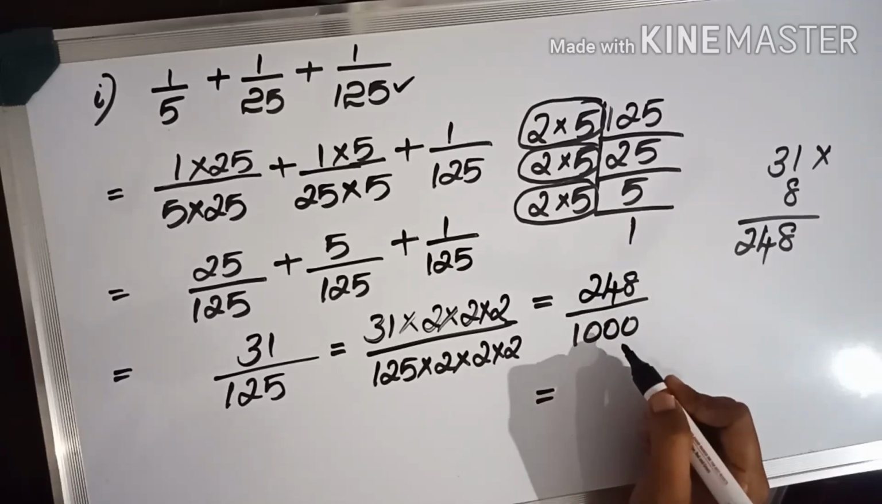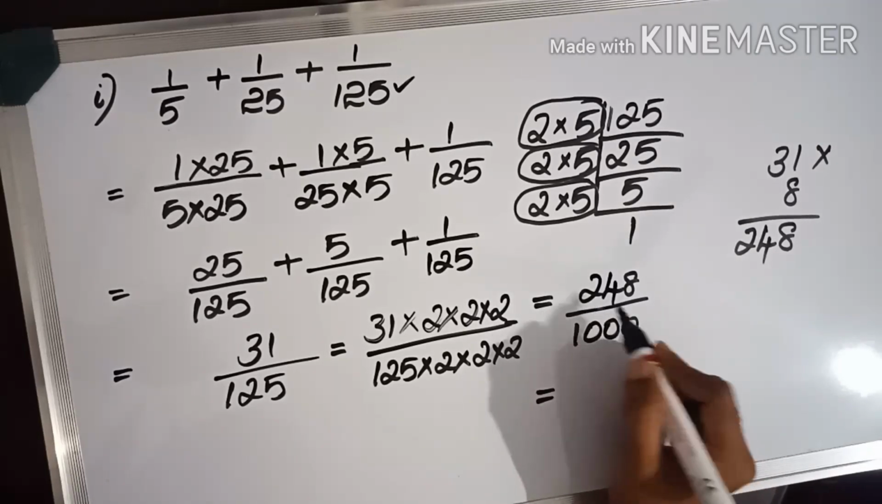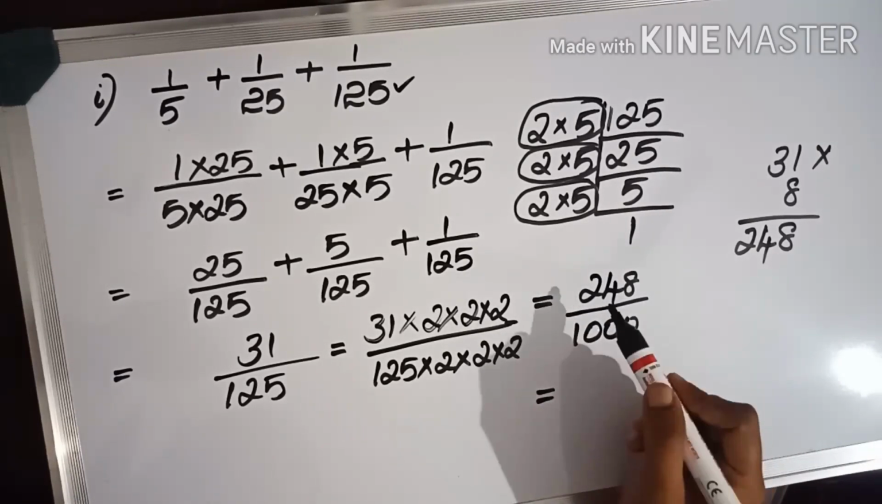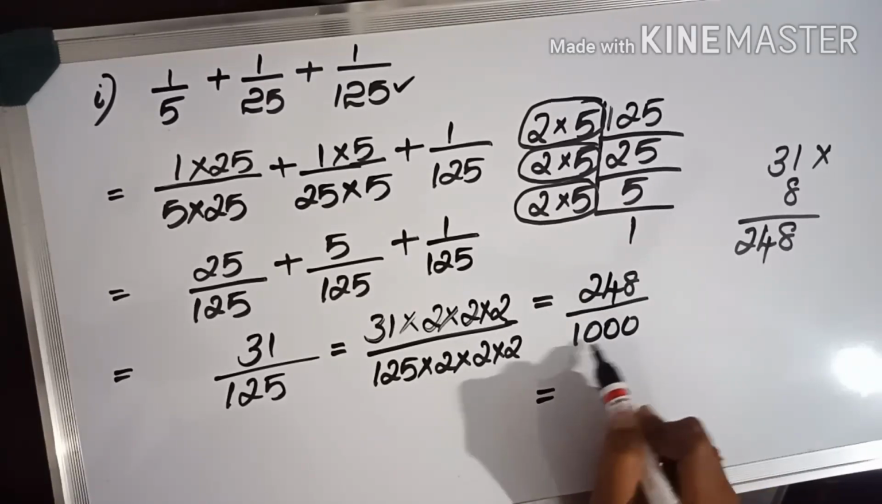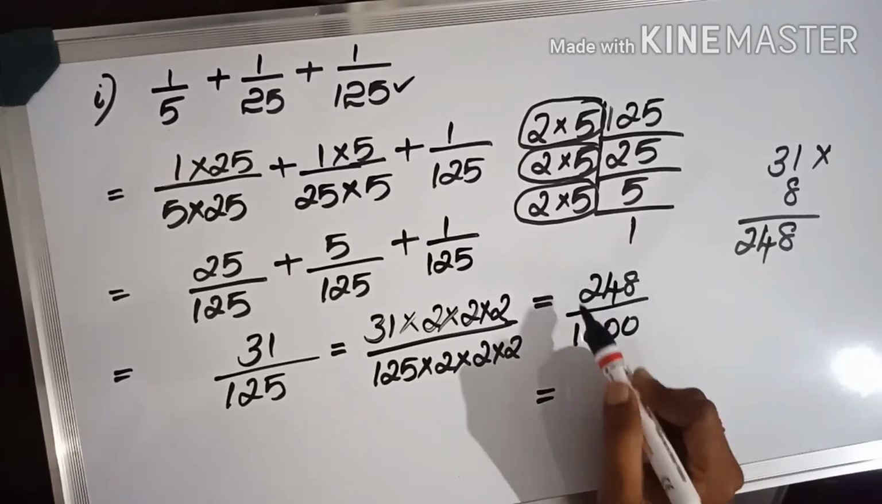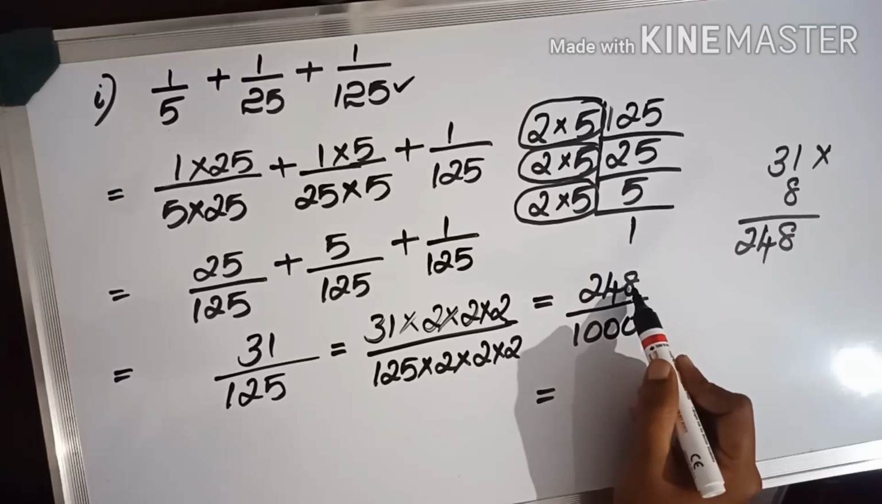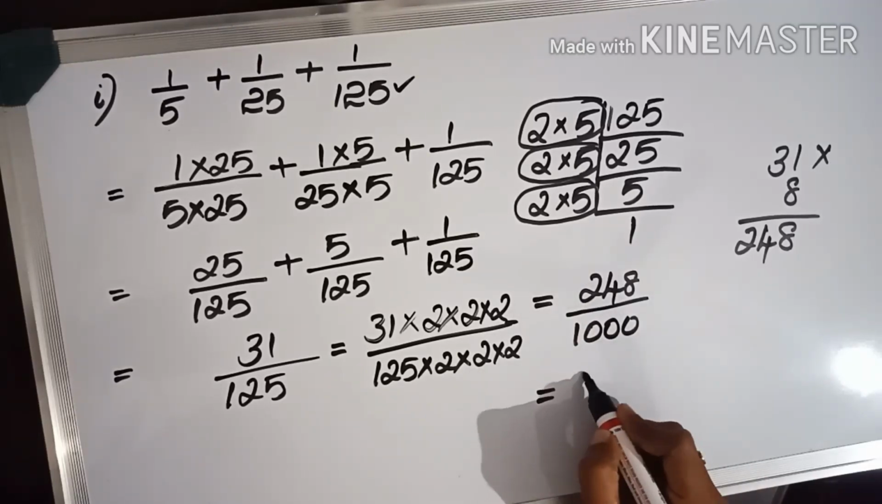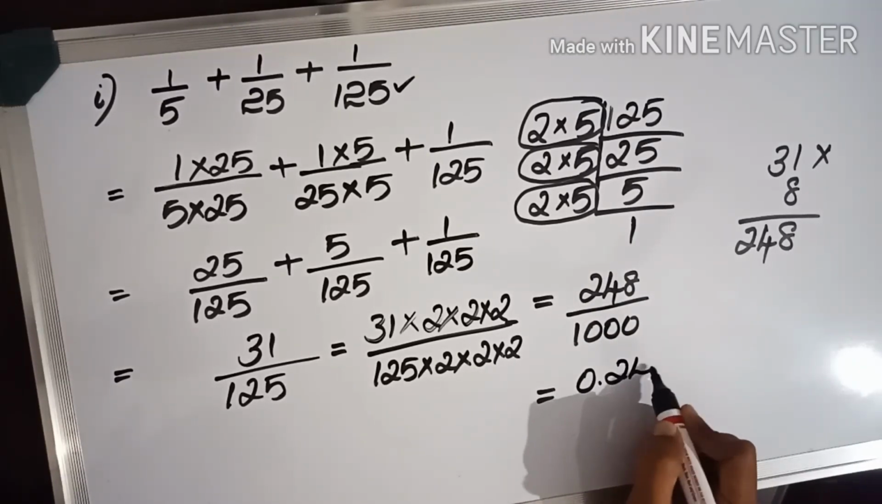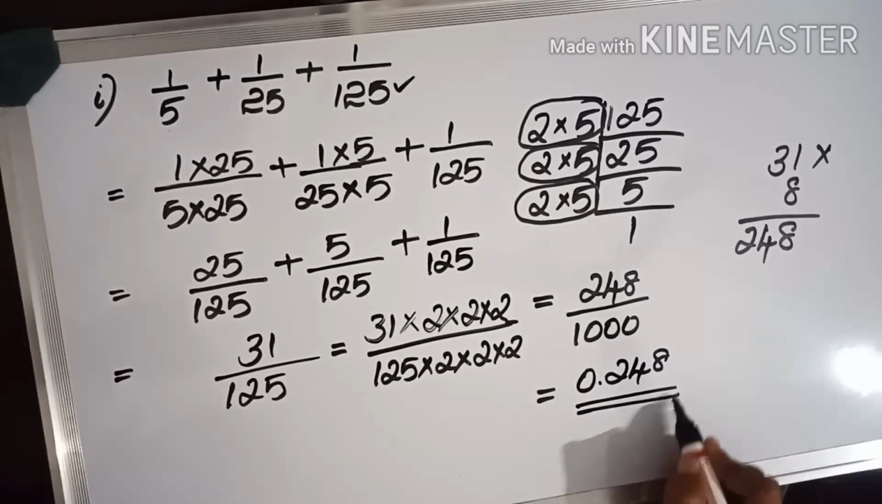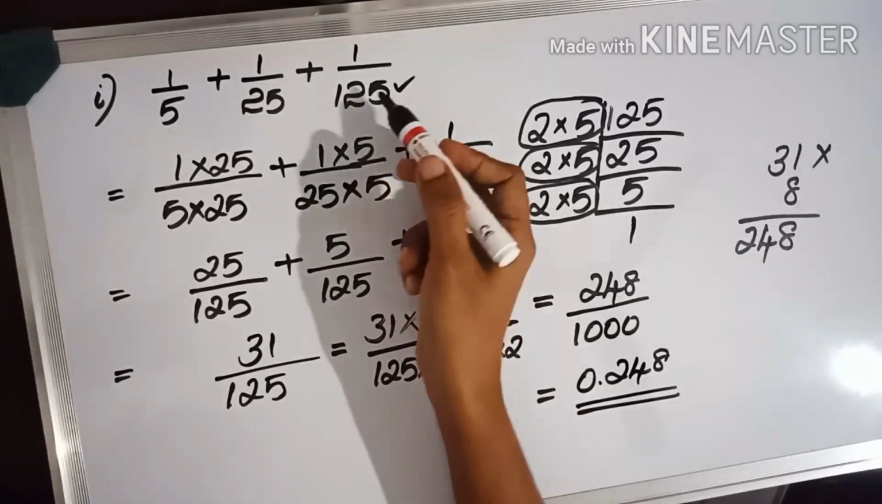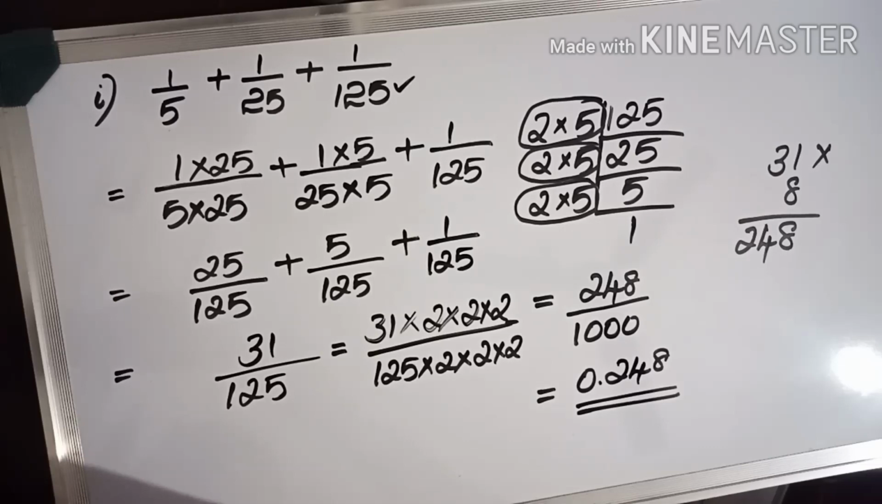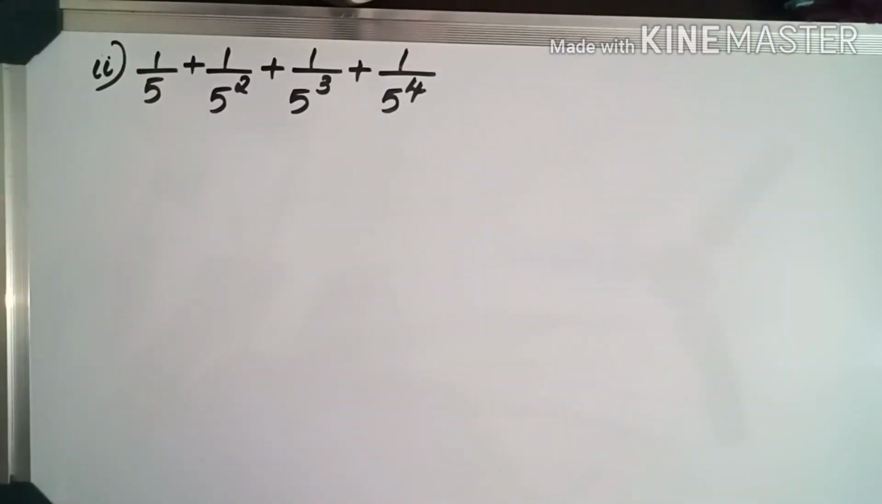Now 248 divided by 1000 means how many numbers do we need to consider after the point? 3 zeros means 3 numbers we need to consider from the left. That is 1, 2, 3. So 0.248. This will be the decimal form of this sum. Clear?